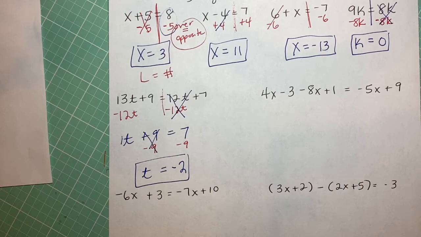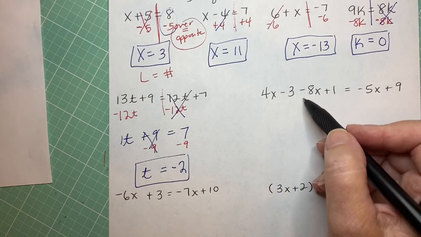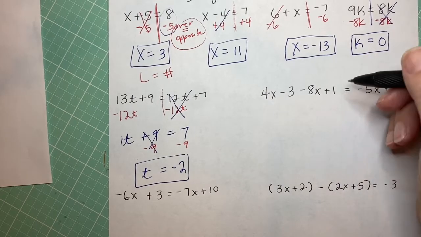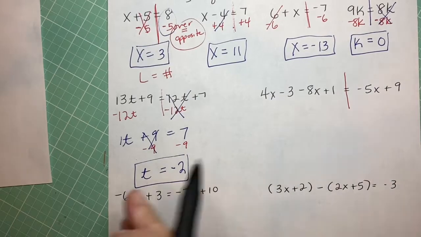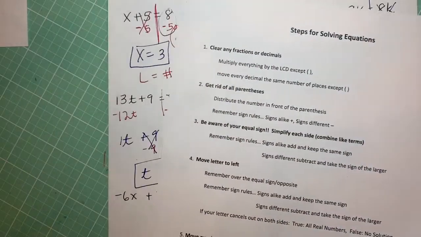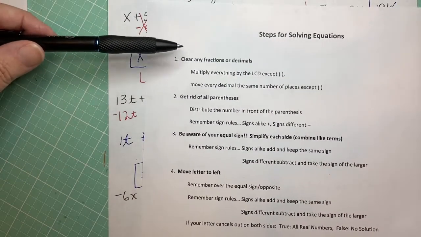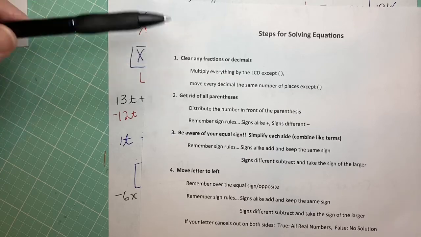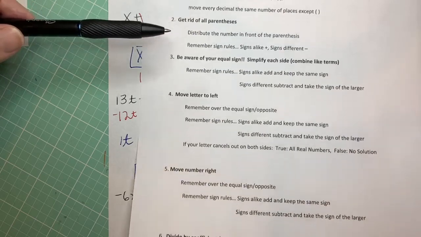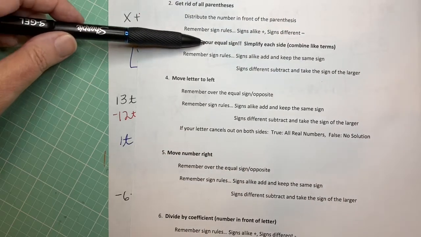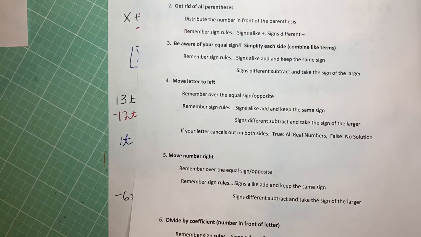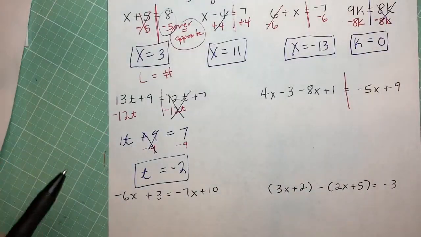Okay, this next one, the biggest mistake people make on these is they want to start like adding 8, subtracting 4, adding 5, but you've got to be aware of your equal sign. So here is my equal sign. So anything on the same side, you're going to be able to combine the like terms like an expression. So like I said with our steps, step 1 is get rid of fractions and decimals. We won't have any of those for the next few sections. Step 2, get rid of parentheses. We didn't have any of those. But step 3 says, be aware of your equal sign and simplify each side, or in other words, combine like terms. And I even have the sign rules there for people that have trouble with their sign rules.